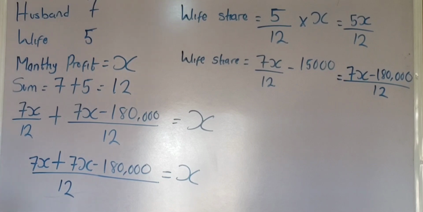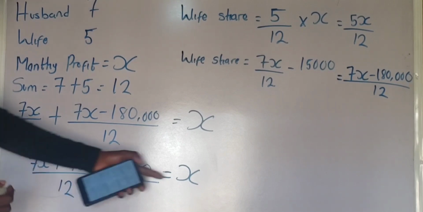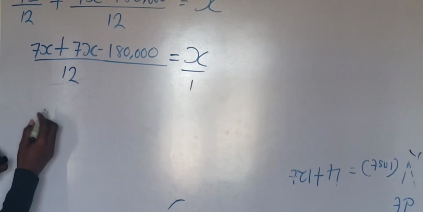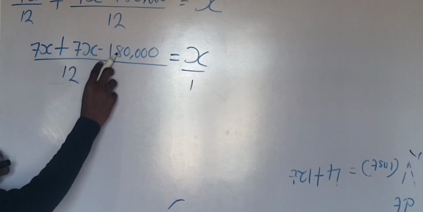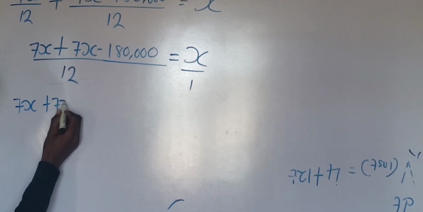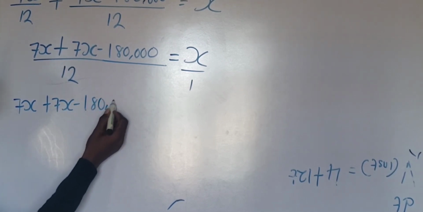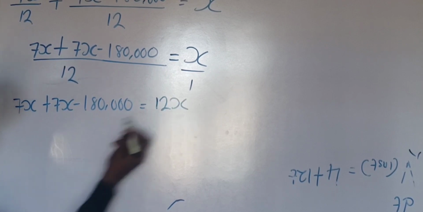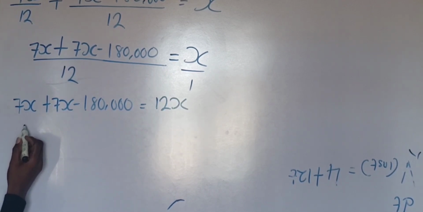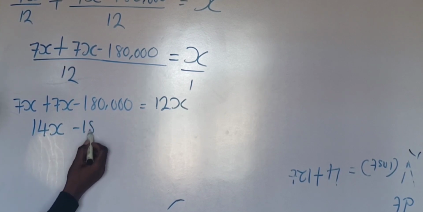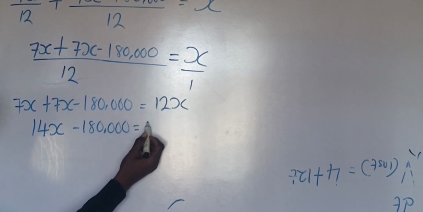Okay, now the next step is to cross multiply, because x here is also the same thing as x over 1. Do you understand? So if you cross multiply, we're going to have 7x plus 7x minus 180,000 times 1. That will be 7x plus 7x minus 180,000 is equal to 12 times x, that is 12x. Now 7x plus 7x, that is 14x. 14x minus 180,000 is equal to 12x.